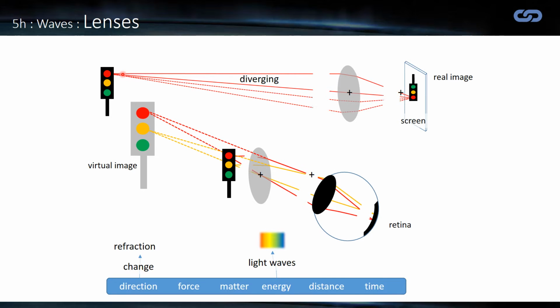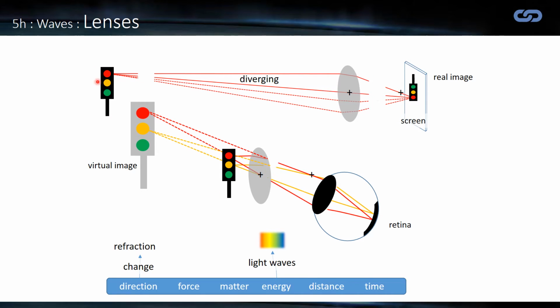Now another line we can consider goes through the optical center here, and that is also interesting and also predictable because it does not refract, it does not change its direction. And where those two cross, we get our image forming.